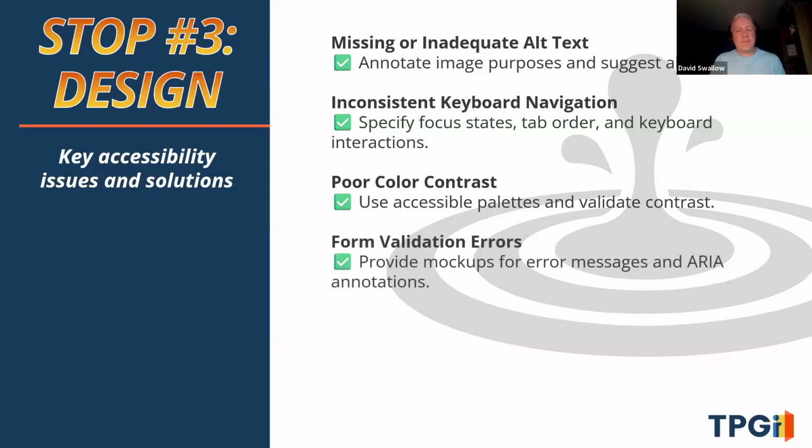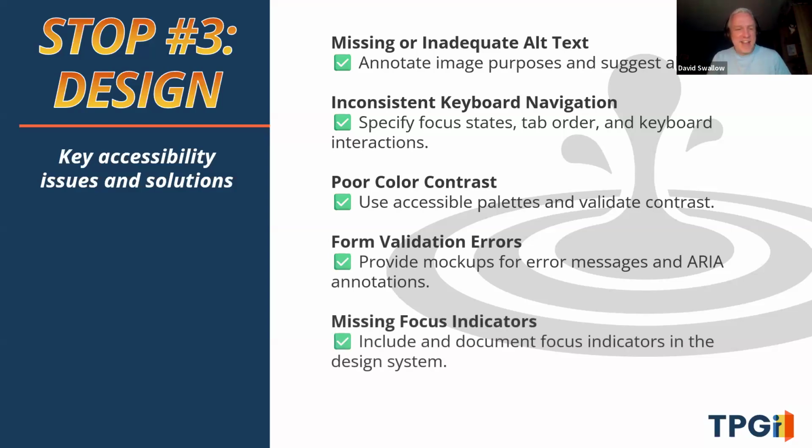Form validation errors not announced properly. So error states might not have clear visual and textual feedback. The ripple effect is that developers then lack clarity on how to implement validation feedback accessibly. So what should happen is designers should provide clear mockups for validation states, error messages, and ARIA annotations. Basically, it's all about annotation at the design stage.